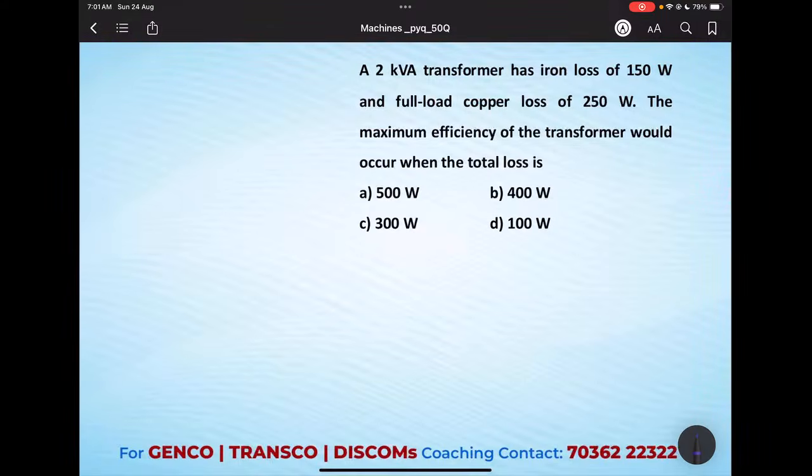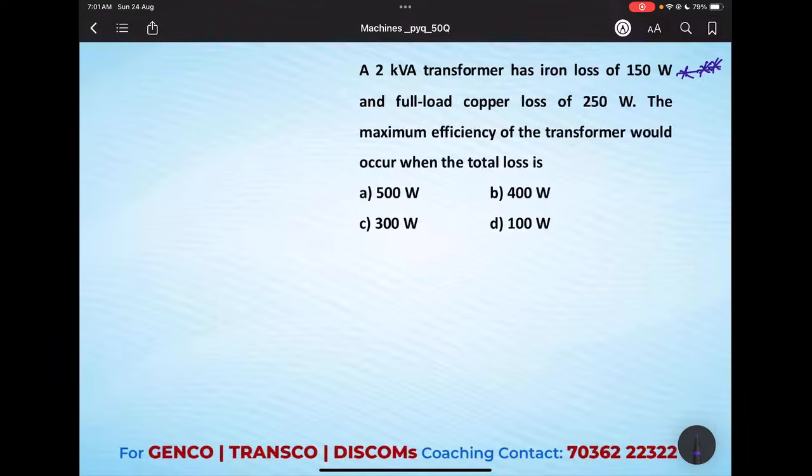The next question is about a 2 kVA transformer that has iron loss of 150 watts and full load copper loss of 250 watts. The maximum efficiency of the transformer would occur when the total loss is. This is very, very important. Many times it is repeated, and most of the students are going to make mistakes while solving this question.